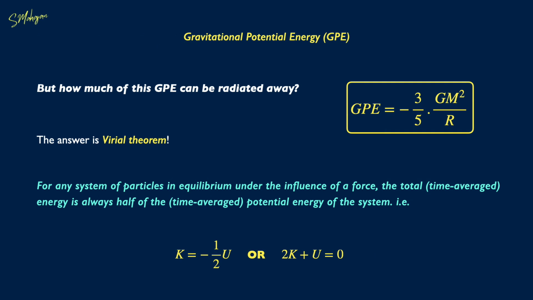The answer to this question lies in the virial theorem, which states that for any system of particles in equilibrium under the influence of a force, the total time averaged energy is always half of the time averaged potential energy of the system. In other words, kinetic energy is equal to minus half of the potential energy.